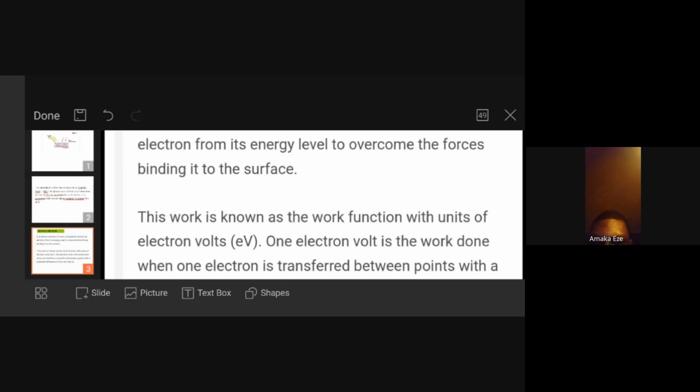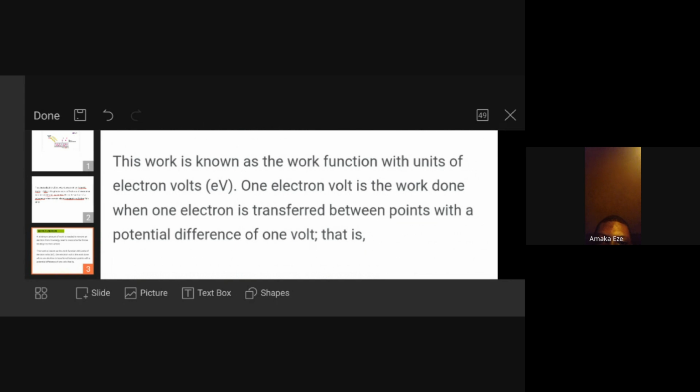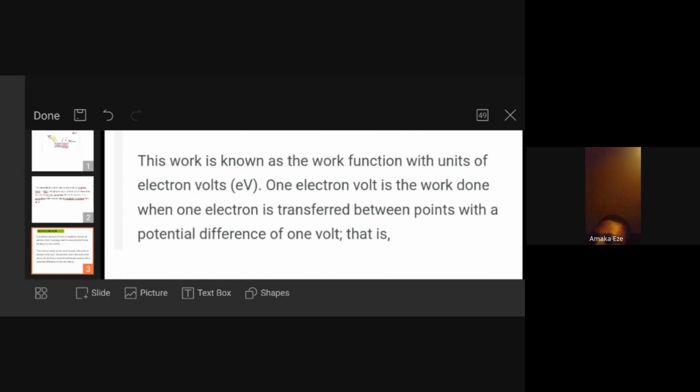Many a time, in fact, anytime you hear work, of course, the standard unit for work, who can help me with the standard unit for work? What's the standard unit for work generally? No one is saying anything now. All right, the standard unit for work is actually joules. Work is measured in joules.